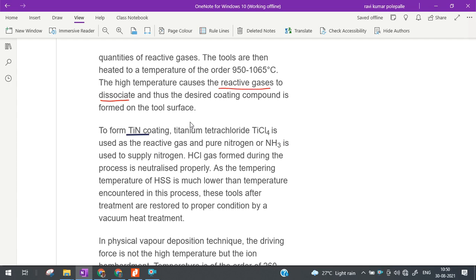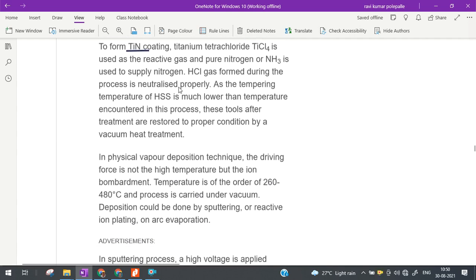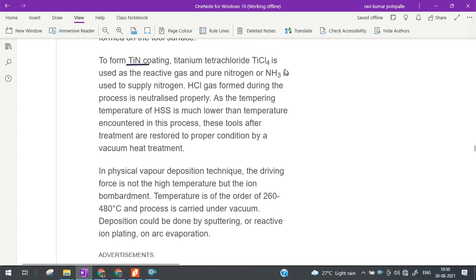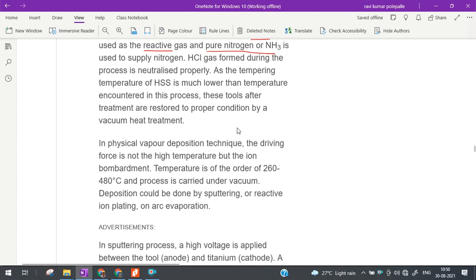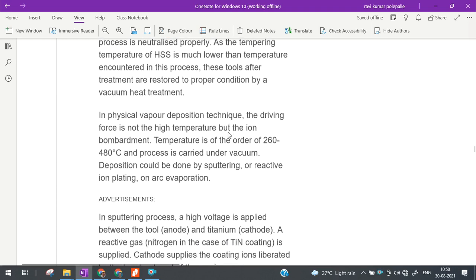So reactive gases dissociate and coat on the tool surface. When we want titanium nitride coating, titanium tetrachloride, TiCl4, is a reactive gas, and pure nitrogen or NH3 is supplied. The HCl gas formed during the process is neutralized since it is acidic. The temperature of the HSS is much lower than the temperature encountered in this process, so these tools after treatment are restored to proper condition by vacuum treatment.